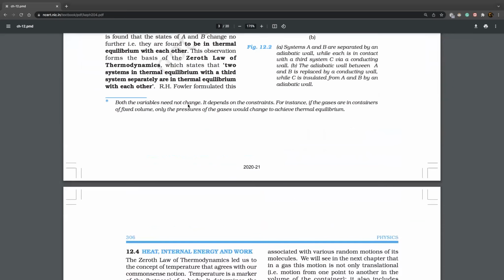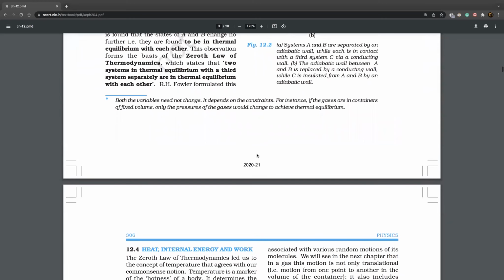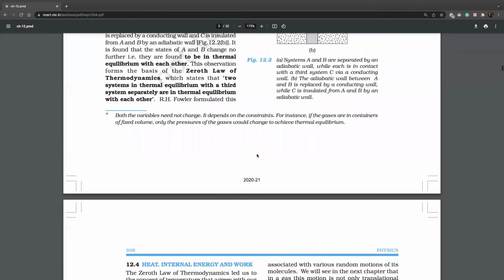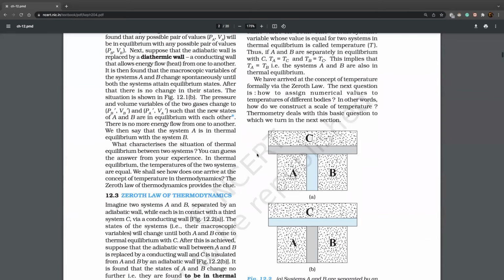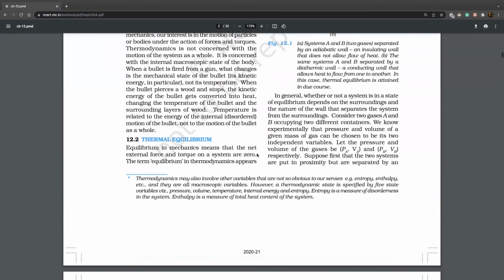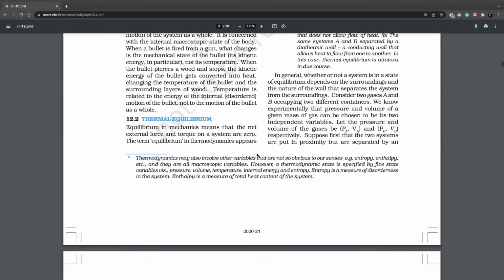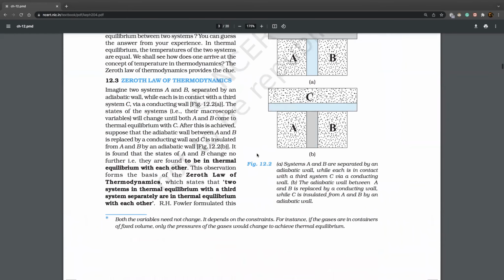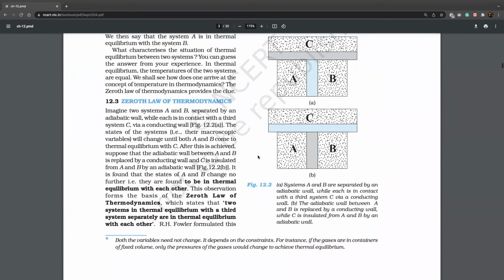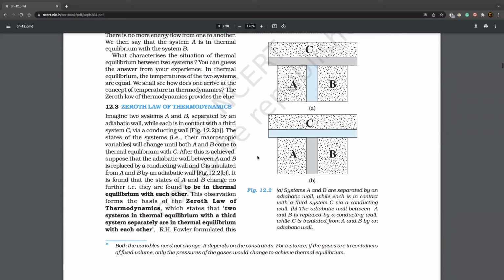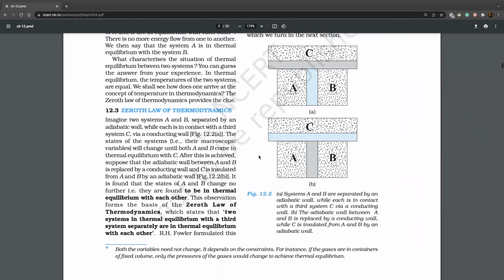Yeah, so both variables need not change. It depends on constraints. For instance, if the gases are in containers of fixed volume, only the pressures of the gases would change to achieve thermal equilibrium. So there are certain constraints that do govern the change of pressure and volume, which we will study later. We'll study two processes, isobaric and isochoric, where pressure and volume are constant.